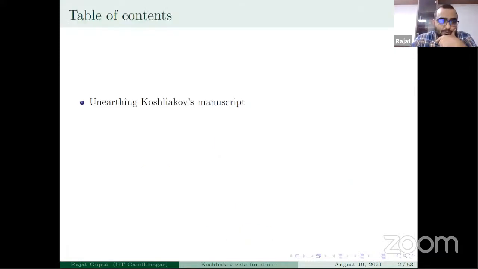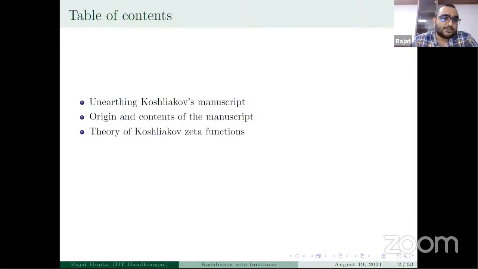So let me go over the table of contents. First, we tell a story about how Professor Dikshit actually discovered this Koshlikov manuscript. Then we go over the origin and content of this manuscript. Then we talk about how this theory of Koshlikov zeta function appears. And then we go over the new results which we obtained in this theory. And I'll end the talk with possible future problems in this direction.